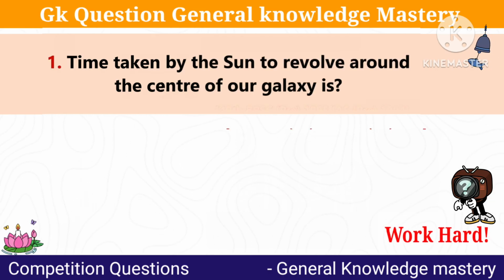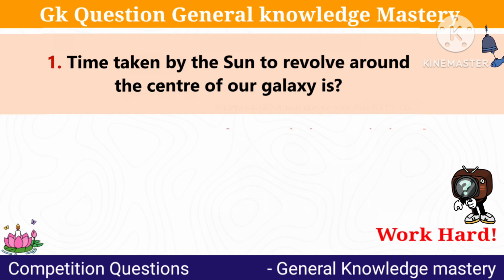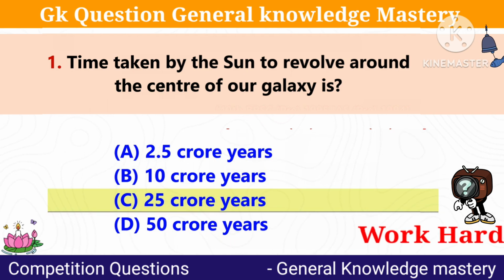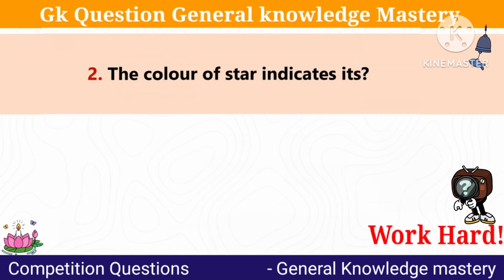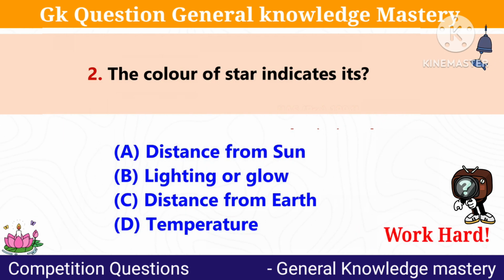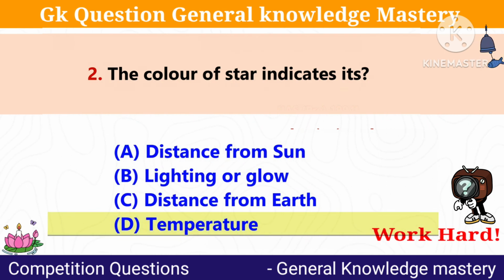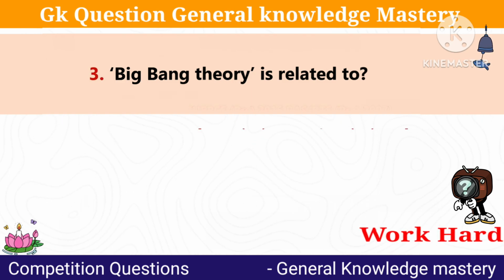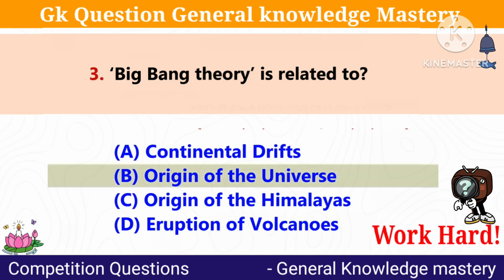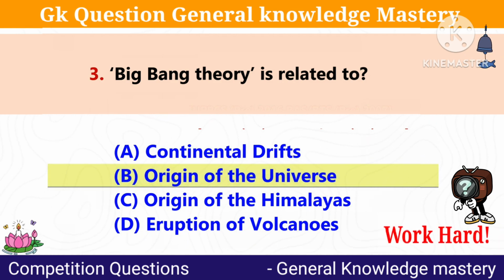Question 1: Time taken by the Sun to revolve around the center of our galaxy is? Answer: 25 crore years. Question 2: The color of the star indicates its? Answer: temperature. Question 3: Big Bang theory is related to? Answer: origin of the universe.